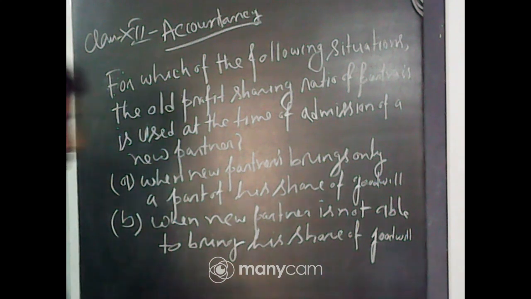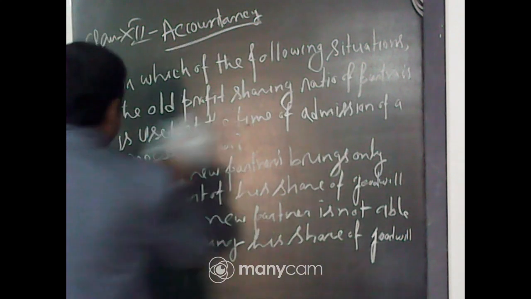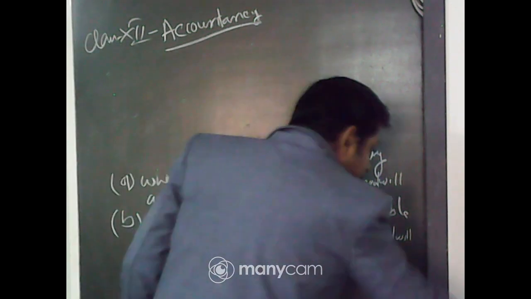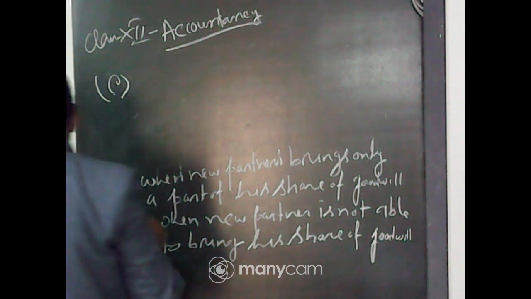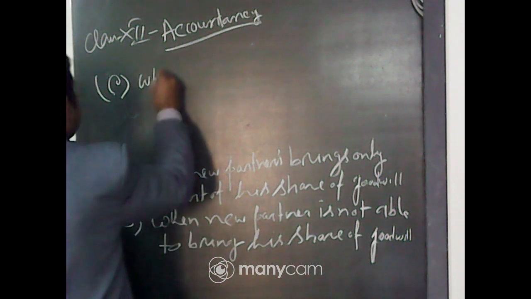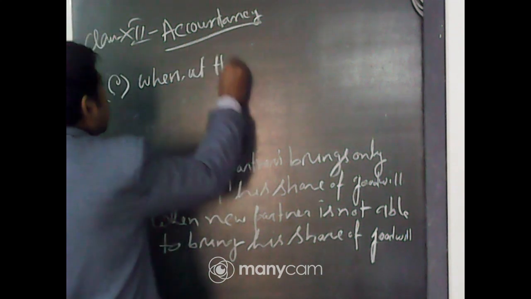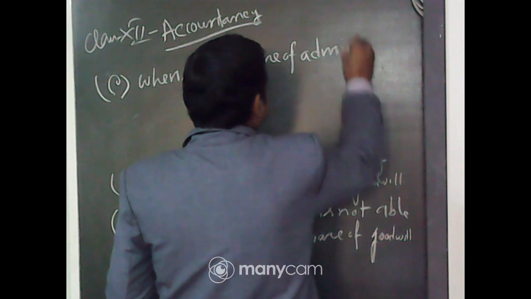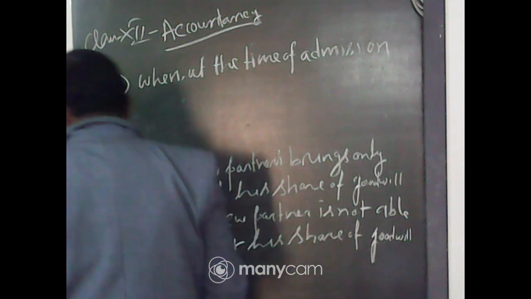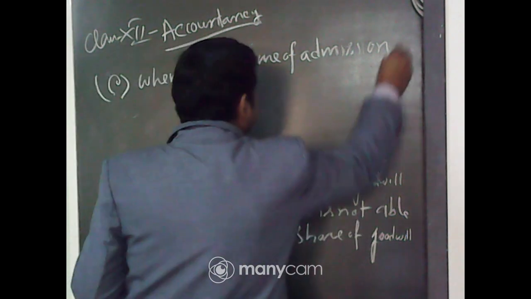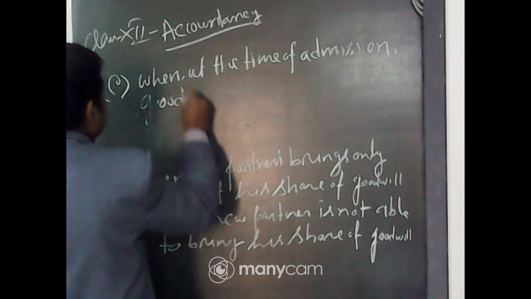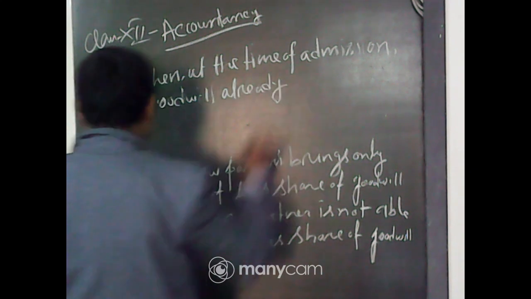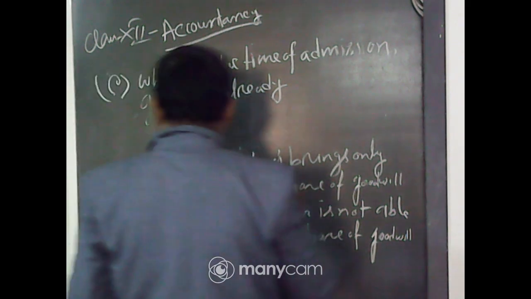Number C, I am grabbing the upper portion, that is the question. Number C, when at the time of admission goodwill already appears in the balance sheet.